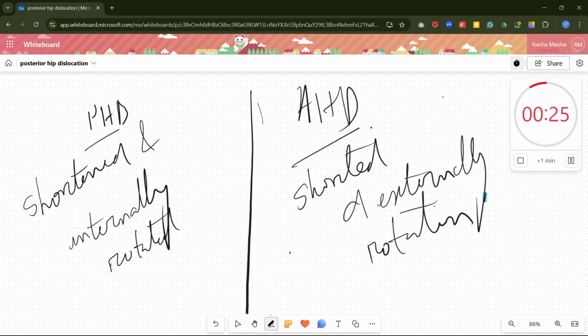Anterior hip dislocation may be confused with femoral neck and intertrochanteric fracture, but in anterior dislocation the hip is abducted and externally rotated. There is abduction and external rotation, but in femoral neck fracture there is no abduction. So this is another point.